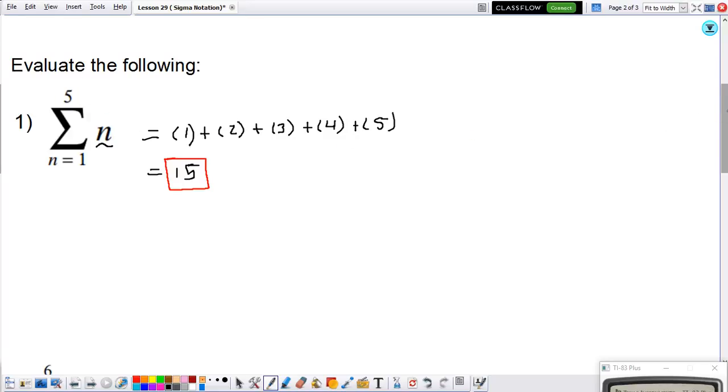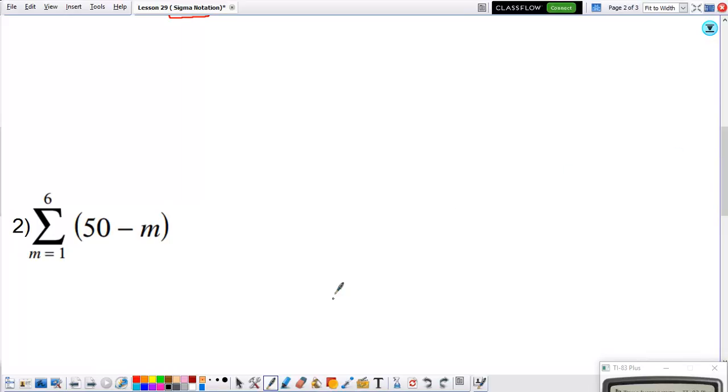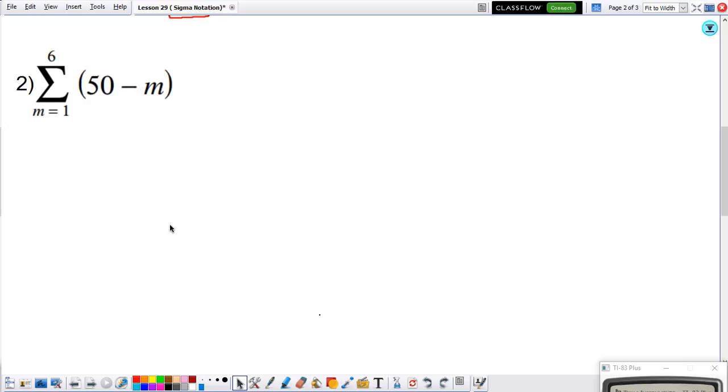Let's look at example 2. Notice here that the expression is a little bit different. It's not as straightforward as the first example, but you will see a small difference here. Again, the expression in front is what you're going to be substituting into, with your starting point and your ending point. So now let's evaluate the following. The first parenthesis is going to be 50 minus m, and m is the thing that's going to be changing from term to term.